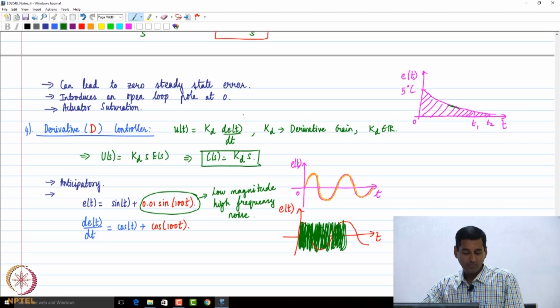So what is one way by which you can remove this effect? Integration. See, I want to remove the effect of this low magnitude, high frequency noise. What can I do? Filter, right? You can use a low pass filter. So just check out how this derivative control is realized in MATLAB, and come and tell me tomorrow. Then you will understand what this means.